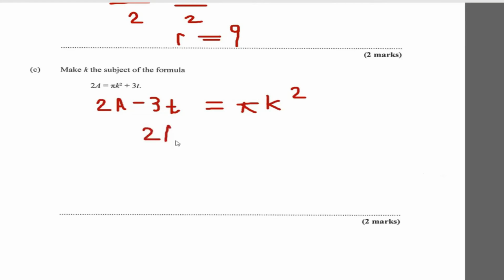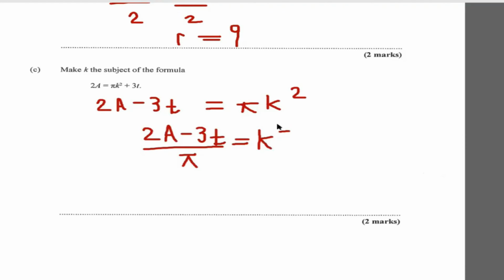So we're going to divide both sides by pi in order to get rid of this pi from the k squared. So we're going to get 2a minus 3t, and that is being divided by pi, and that's going to give us k squared. This is going to be equal to k squared.